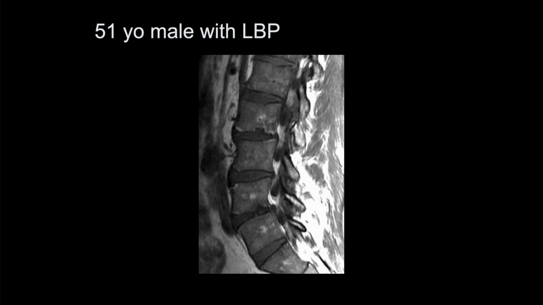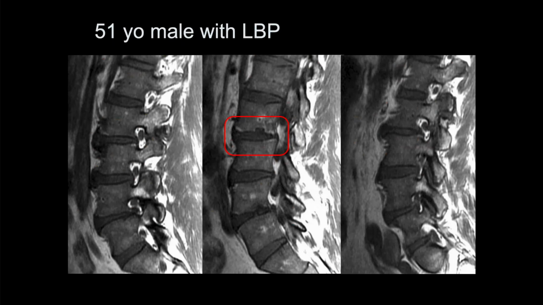Okay, Robert. All right, so we have a 51-year-old with low back pain. Here, let's see, there's a little bit, some grade 1 anterolisthesis of L2 on 3 and L4 on 5. And I don't see any definite spondylolysis on this exam, at least on these cuts.